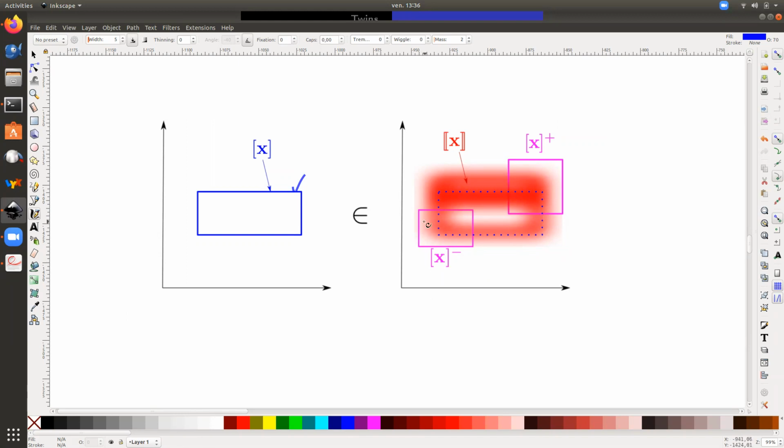So the thick box is the lower bound here is inside x minus, and the upper bound here is inside the other magenta box. So if you want, this thick box contains many different boxes, such as this one or this one. Okay, a lot of boxes.